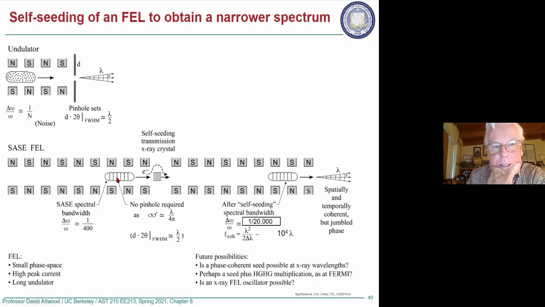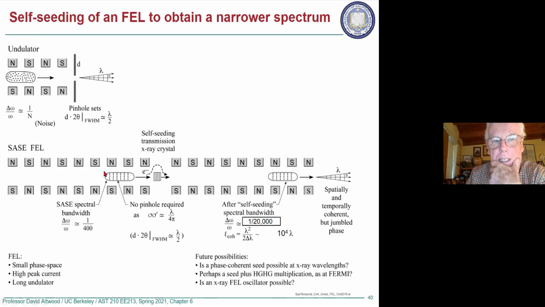So anyway, the saturated FEL comes here. It's got a gigantic number of spikes. The radiation goes through the crystal, and all of a sudden it doesn't have a gigantic number of spikes. It's narrowed down to only those that fit within a bandwidth of 1 in 20,000. I'll show you a slide in a moment.